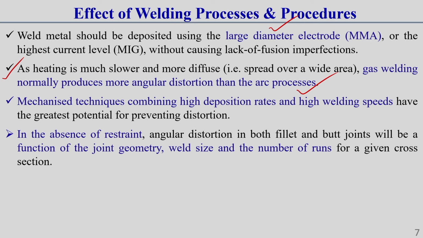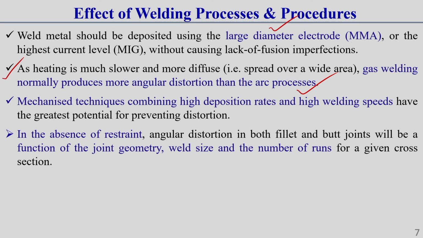Okay. Now, mechanized techniques that combine a high deposition rate as well as high welding speed have the greatest potential for preventing distortion. This is also a very important point, you should keep it in mind. So, instead of manual welding, once we are able to do it by some mechanized means, in the case of automatic welding, a high deposition rate and high welding speed give less distortion.